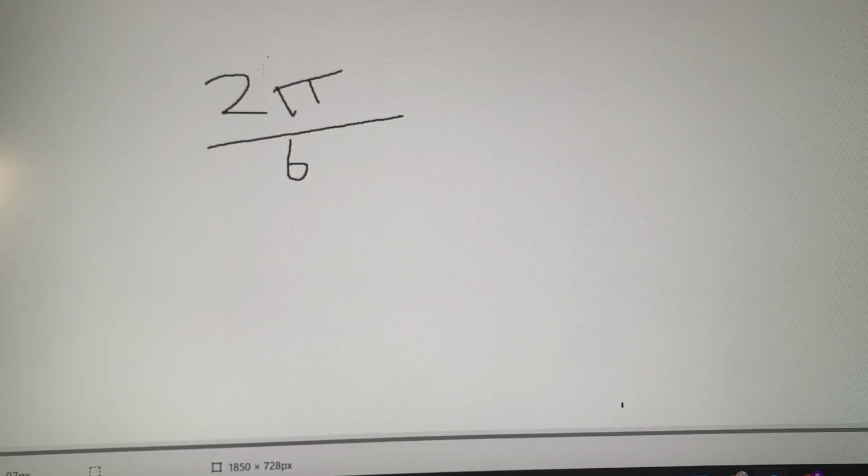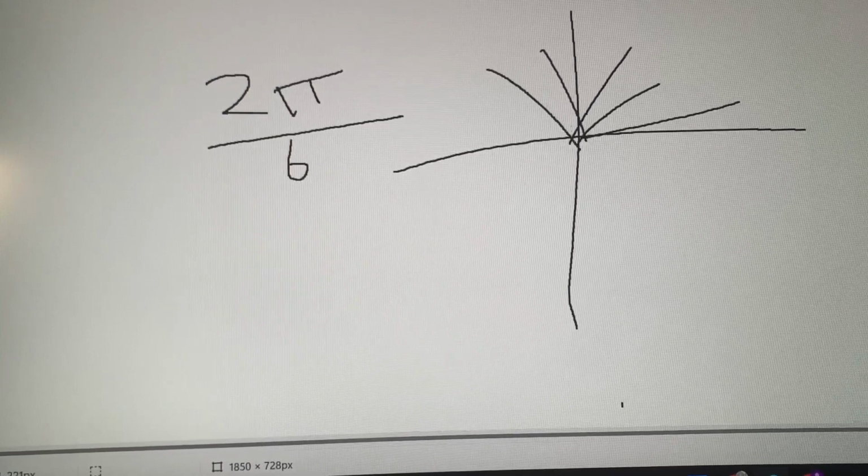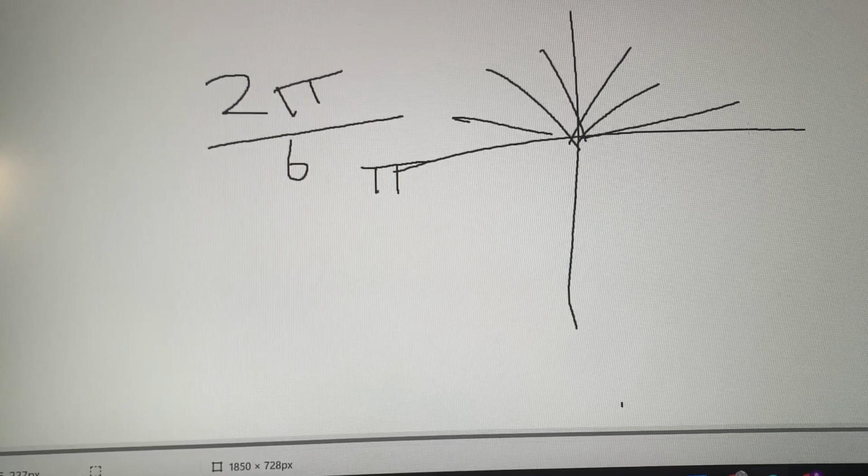Let's do another example. 2 pi over 6. So, what we're thinking is, here's a diagram. There's 6 of these angles. This isn't 6, it's a random number. But there's 6 of these angles going to 180, or pi. And 2 of these 6 angles are filled.